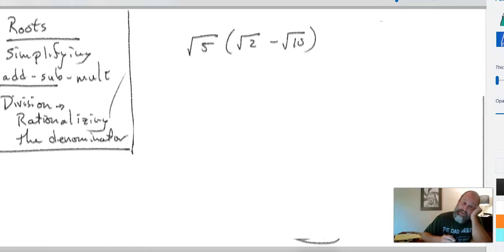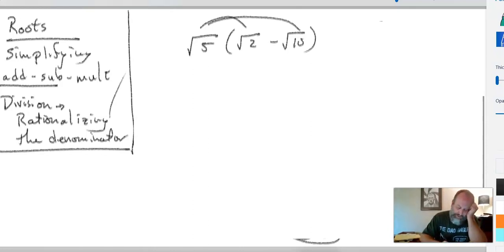If I'm doing something like this, what does your gut instinct tell you to do? FOIL. That's right. Well, it's not really FOIL because I don't have two binomials. Distribute. That's right. So we're going to use the distributive property and just do two different multiplications.